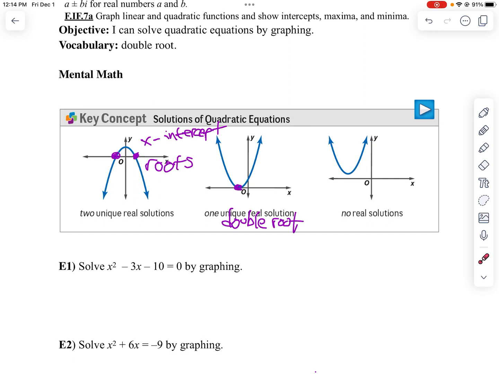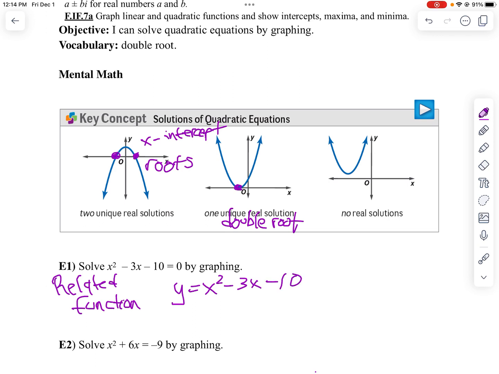So let's start here with example 1. x squared minus 3x minus 10. We're going to write something called the related function. The related function means we're going to replace 0 with y. So I'm going to say y equals x squared minus 3x minus 10.